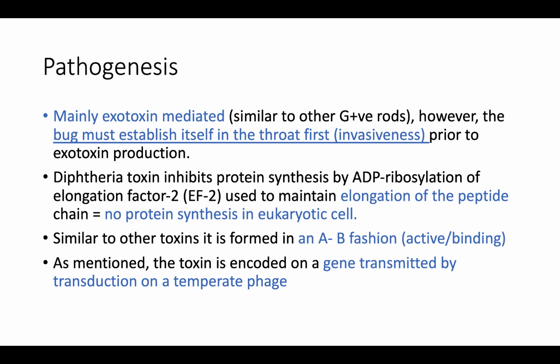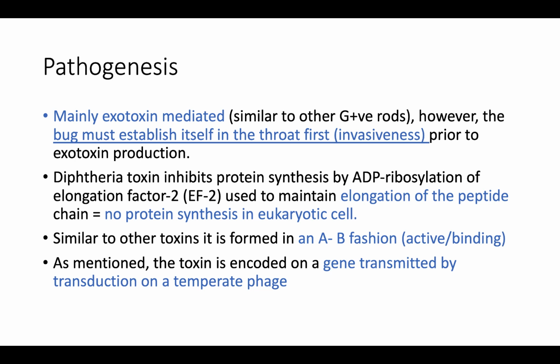Pathogenesis, again, this is an exotoxin-mediated disease. So the bug must establish itself in the throat first. It is there, it sits, and then it starts producing the exotoxin. This is where it sits and makes its gray membrane. From there, it produces this exotoxin, which inhibits protein synthesis. How? It does ADP ribosylation of elongation factor 2, which you know from your biology is needed for elongation of the peptides. So there are no more peptides being produced. This is cidal. This destroys the cells. No more protein production, and the cells start to die.